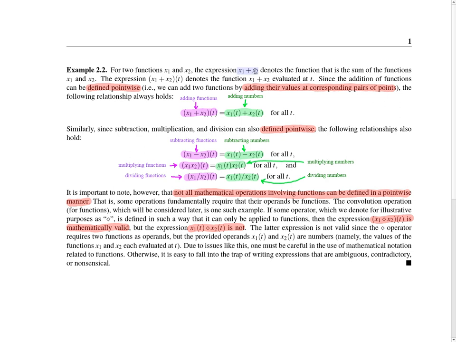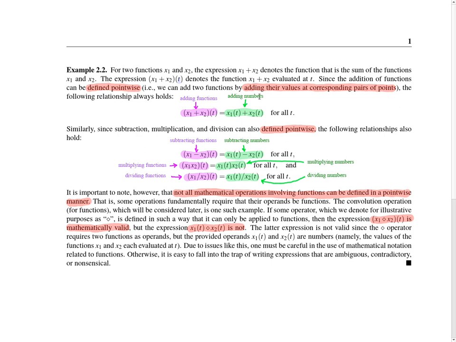What this denotes is a function which is formed by summing the functions x1 and x2. To contrast this, if we write an expression that looks something like this, this is a number. In particular, it's the number that we get if we first add the functions x1 and x2. This gives us a new function, which is the sum of x1 and x2. And then we evaluate that function at the point t, which gives us a number.